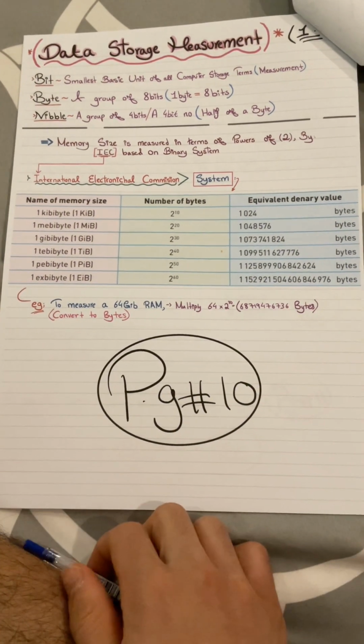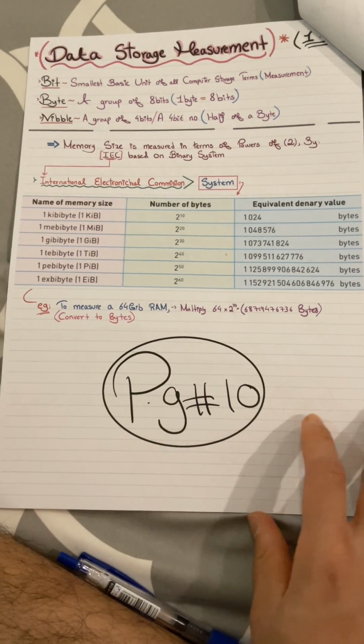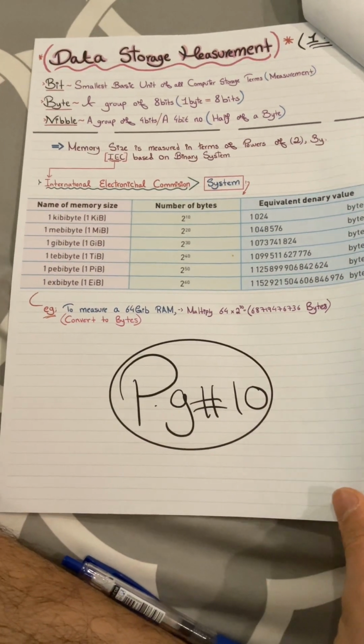Bit is the smallest basic unit of all computer systems. Byte is a group of 8 bits, so 1 byte equals 8 bits, and nibble is half a byte, so basically 4 bits.